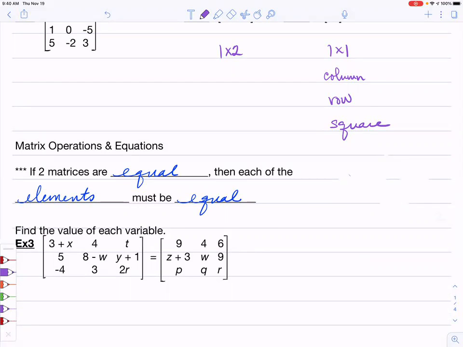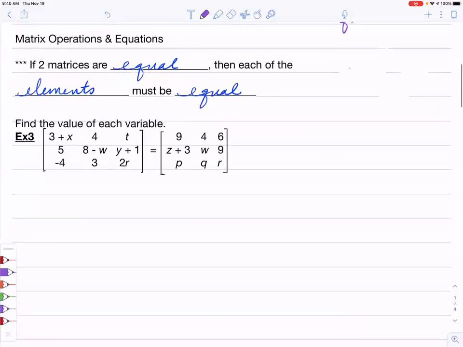So when you're looking at example 3, notice that my statement above example 3 says if 2 matrices are equal. All right, in example 3, are my 2 matrices equal? How do you know that? There's an equal sign there. Okay, so they are equal to each other, and that means that all of the corresponding spots have to be equal to each other.